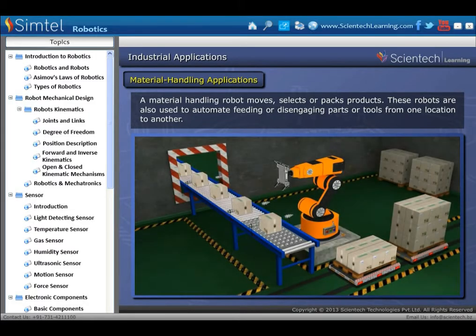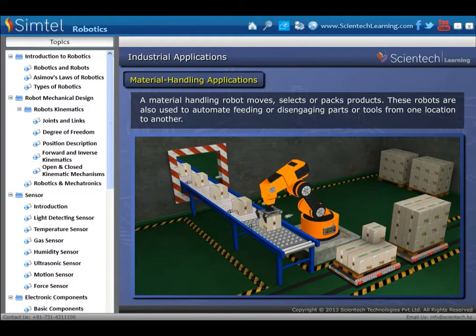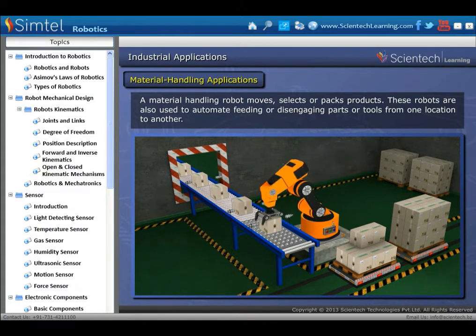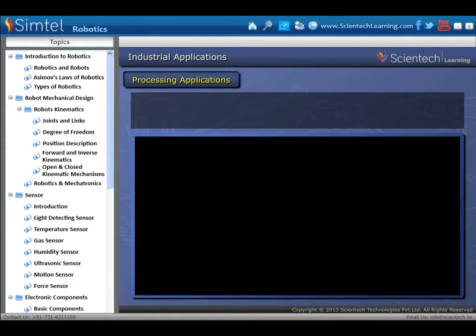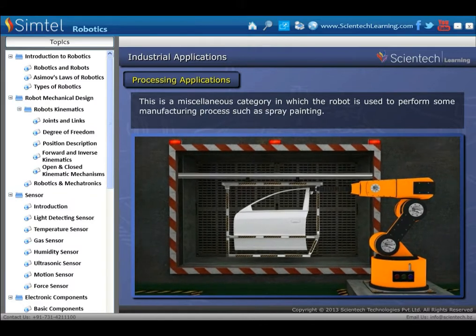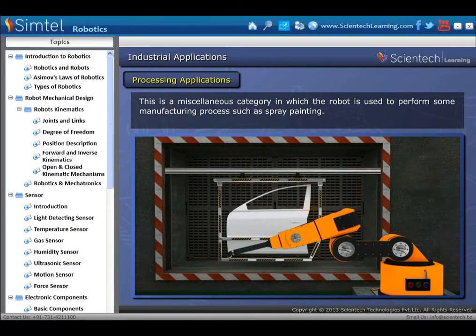First is material handling applications, which involves the movement of material or parts from one location to another, as you can see in animation. Second type of industrial application is processing application. This is a miscellaneous category, in which the robot is used to perform some manufacturing process, such as spray painting.